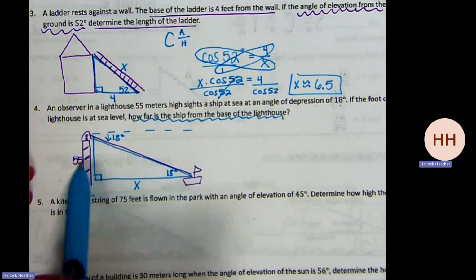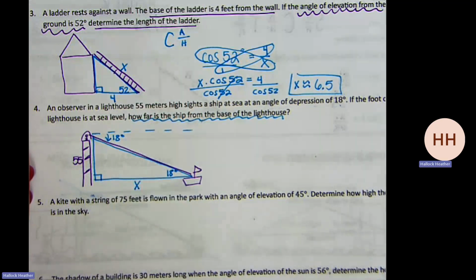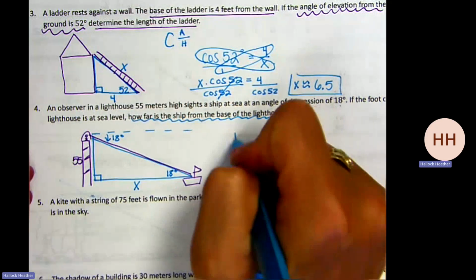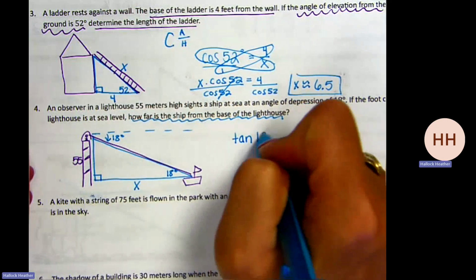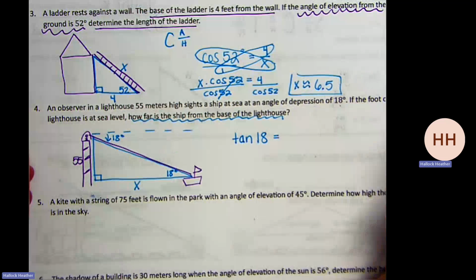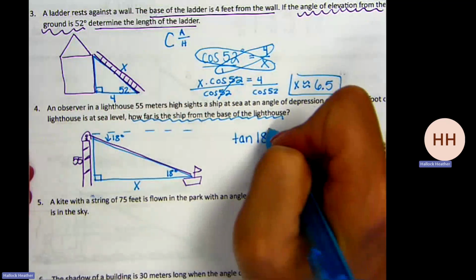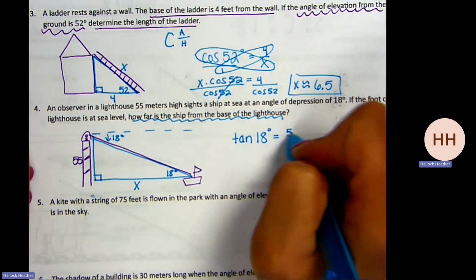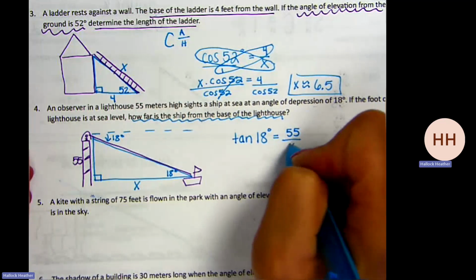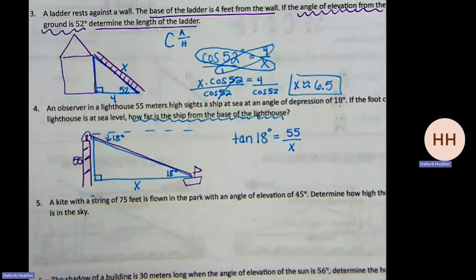So which one uses opposite and adjacent? Tangent. So you're doing tangent, and you guys are good at solving them now. It's just drawing the picture and setting it up. Tangent of 18 degrees, technically. Opposite is 55 over adjacent, which is X. So you guys can solve the equation. So take a minute and solve it.